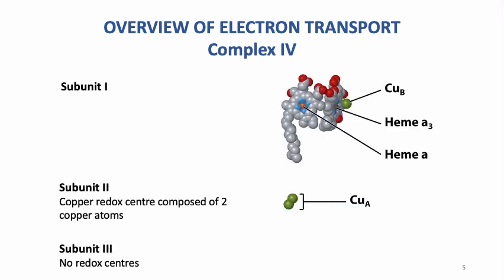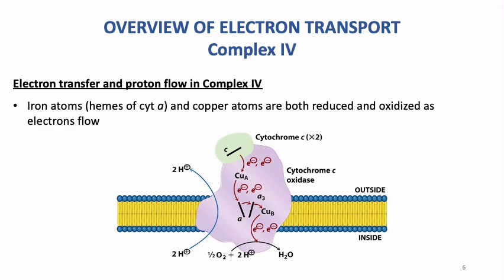This slide shows the electron carriers in these subunits. Subunit 1 has 3 redox centers: heme a, heme a3, and the copper atom CuB. In subunit 2, there are 2 copper atoms forming a redox center called CuA, while there are no electron carriers in subunit 3. This figure shows the pathway of electrons in complex 4. The electrons coming from cytochrome C will go to the CuA, then to cytochrome a, then to cytochrome a3, to CuB, and eventually to reduce oxygen to water.